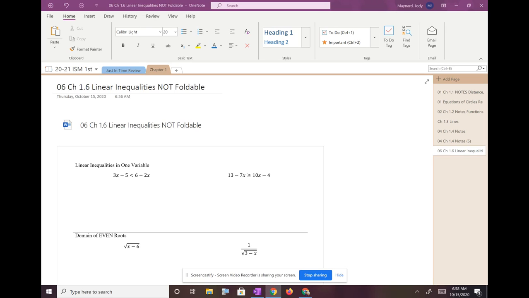We are going to really remind ourselves about linear inequalities. So that's the greater thans, the less thans, and everything in between. We're going to do some applications in the end.